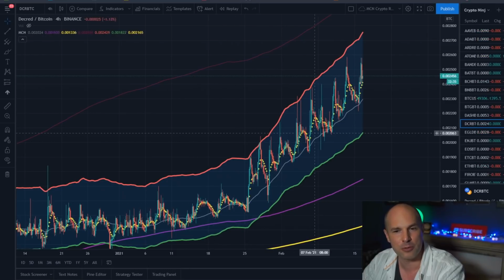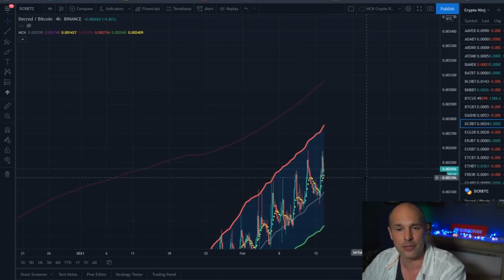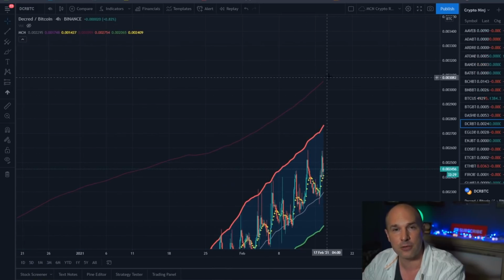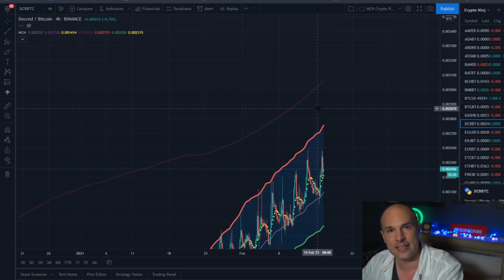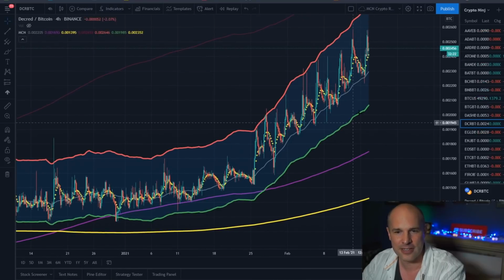So I think there's lots of people just getting in, and at some point this is very likely to go absolutely parabolic and break this thin red line. When it does, that is again where you're going to want to sell most of your coins. So you can see this just building up now.